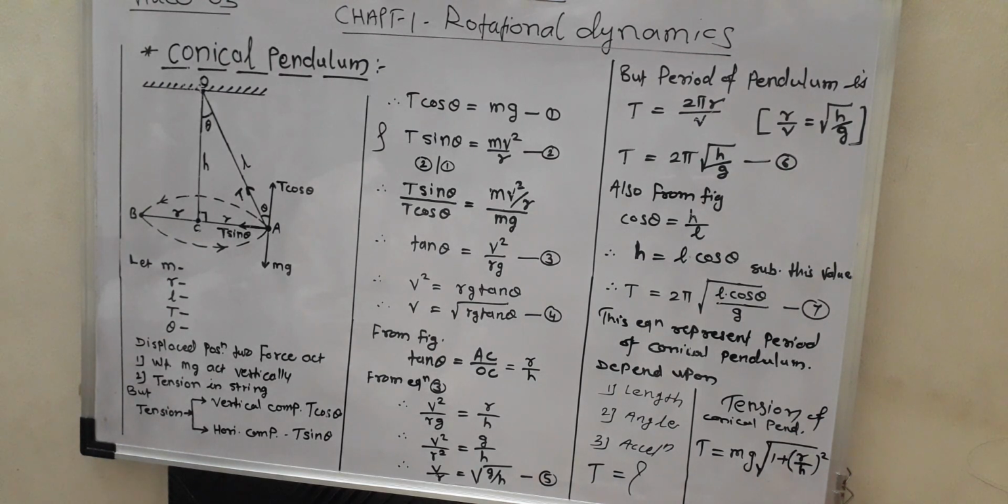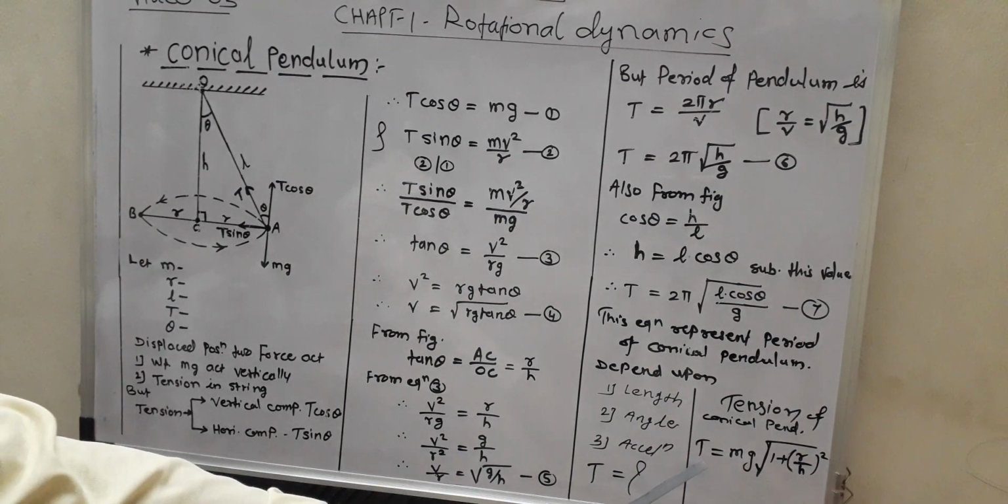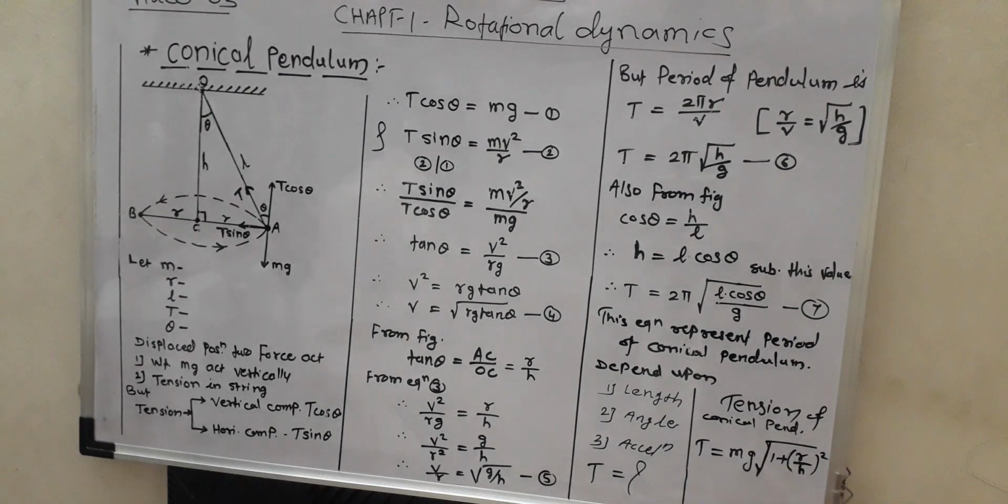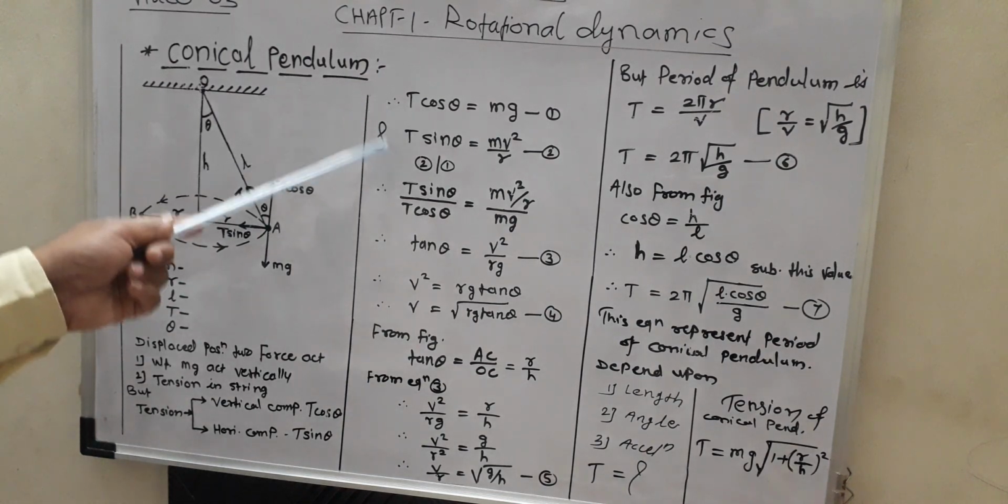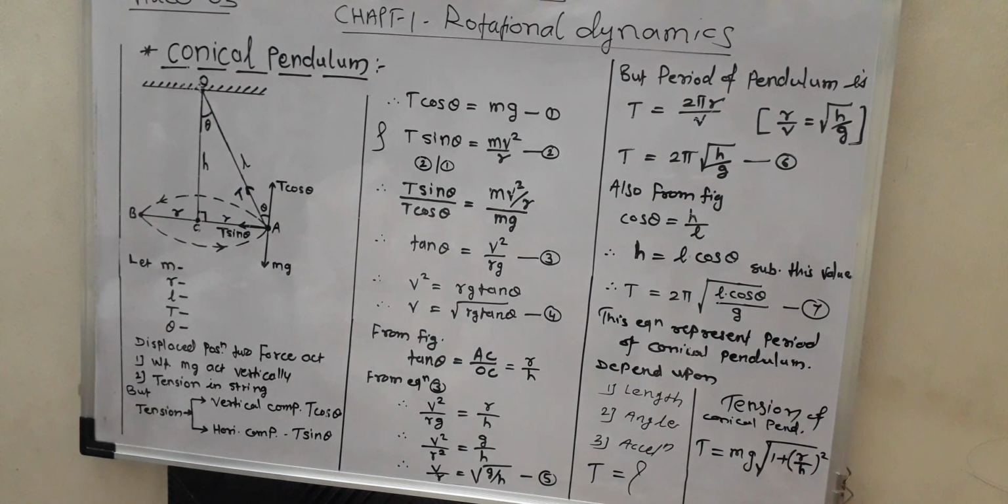We can find the tension of the conical pendulum, and the formula for the tension of the conical pendulum is T is equal to mg into bracket 1 plus r upon h square. This is the tension. This is also very simple. You can find it by using equation number 1, squaring and adding the LHS and the RHS, and solving with the help of the mathematical steps. You get this final equation of the tension in the conical pendulum, T is equal to mg into square root of 1 plus r upon h square.